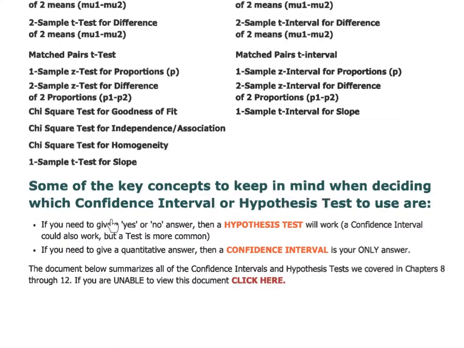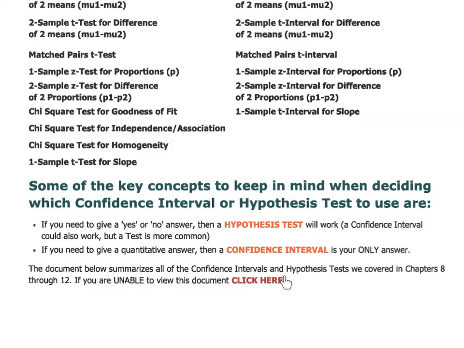Some of the things to keep in mind, if you were asked if you need to give just a yes or no answer, is this true or not, a hypothesis test is going to work just fine, even though a confidence interval could work, but a test is more common. If you need to give a quantitative answer, like which range of data, then a confidence interval is the only way that you can analyze the results and then give an answer.